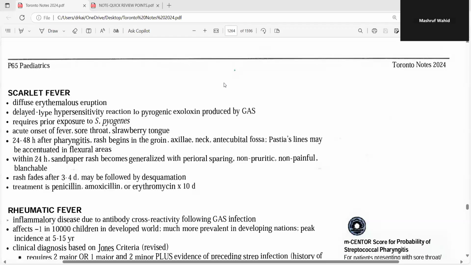So it can be mixed with the Kawasaki disease. So that's why you have to see. And mainly the sandpaper rash generally develops over the perioral area. So giving the same amoxicillin and erythromycin is the treatment.